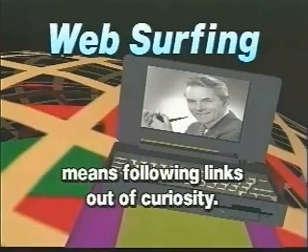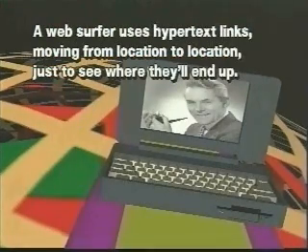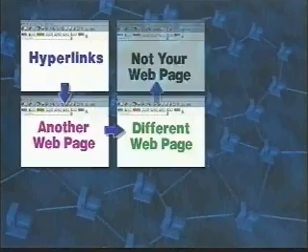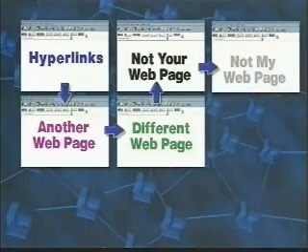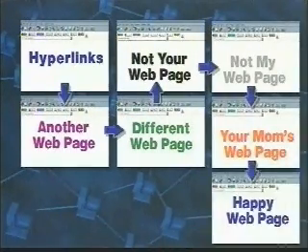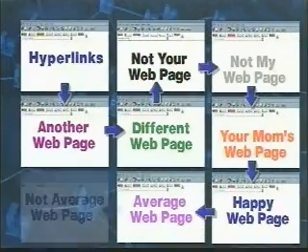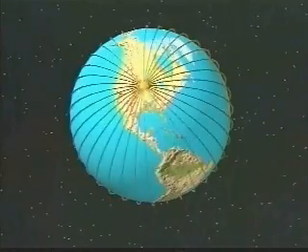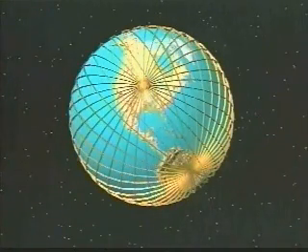Web surfing or cruising means just following various links out of curiosity. A web surfer uses the hypertext links to move from one location to another just to see where they'll end up. With hyperlinks, web documents are continuously being connected together. Each hyperlink pointer ties one web page to another web page and another with a simple click of the mouse. The process creates an intricate crisscross of resources that might literally look like a spider web weaving together computers from all over the world.